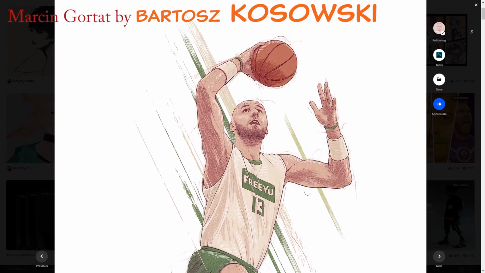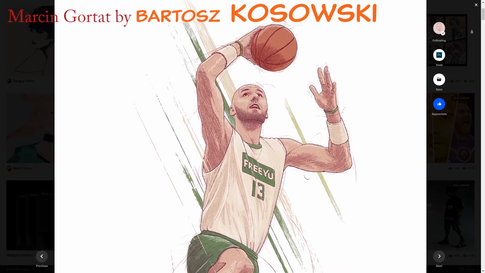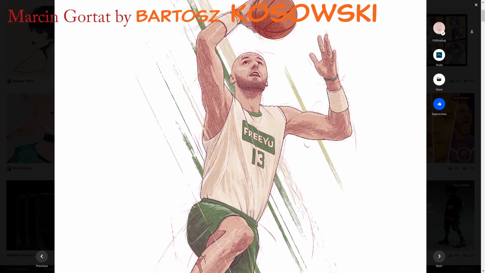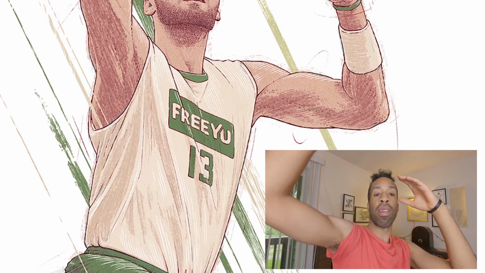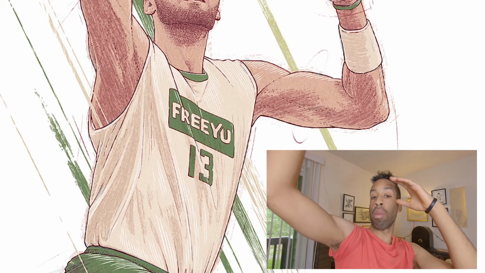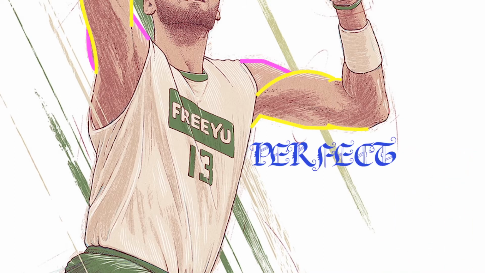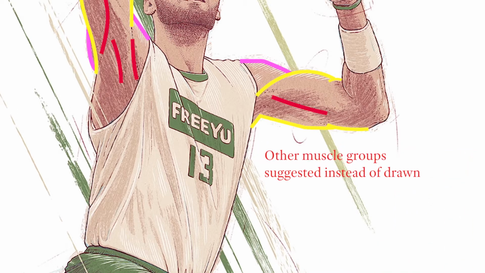This basketball player by Bartosz Kosowski, I hope I said that right, I probably didn't. Look at how he draws the biceps. He looks strong. He looks like an athlete. He doesn't look like me. How's that? His buffness is really only shown by about 3 or 4 lines. This type of summarizing, in my very humble opinion, is what separates amateur artists from professional artists.